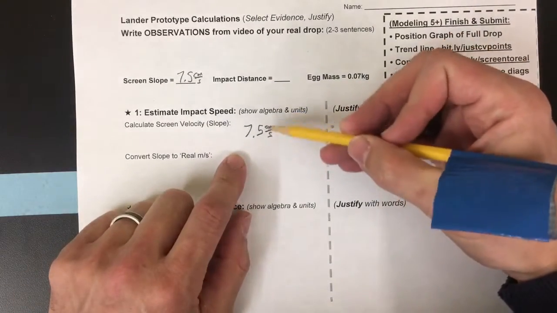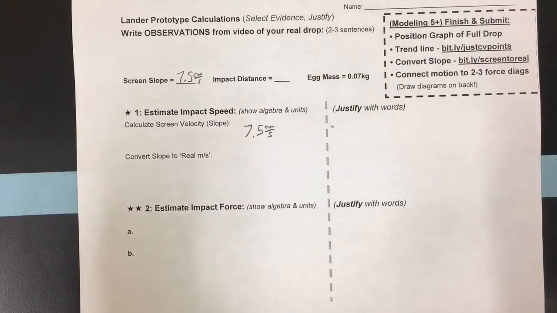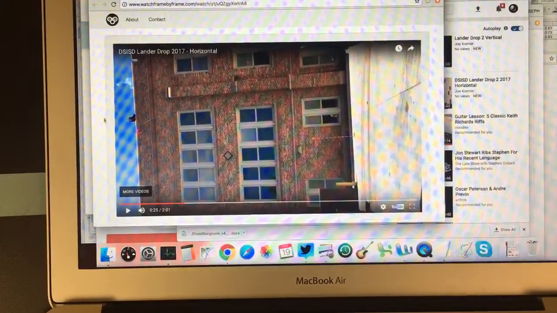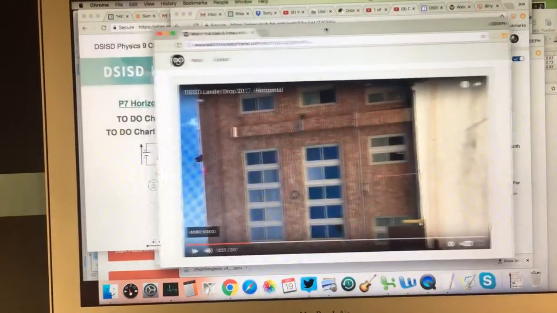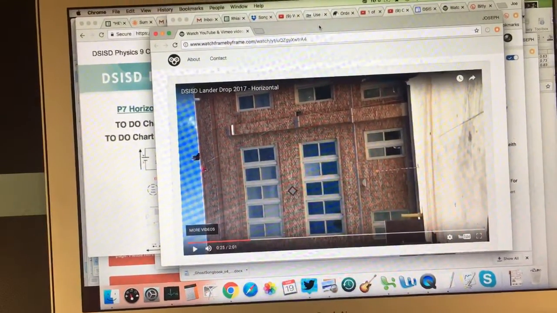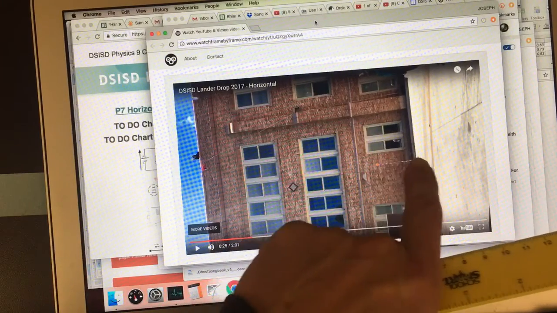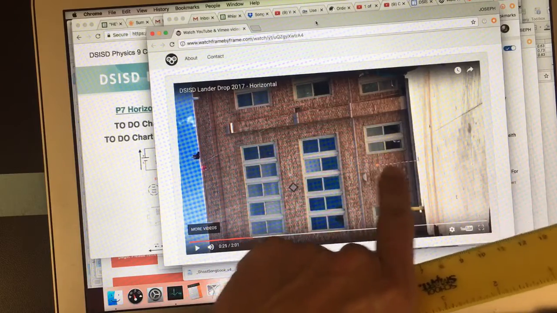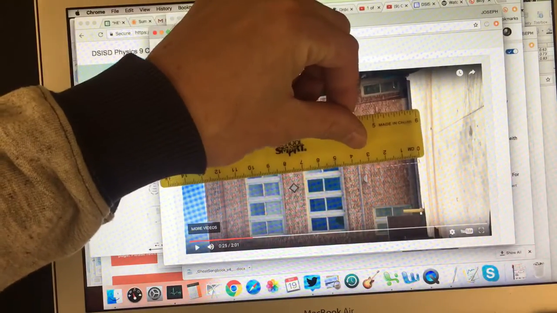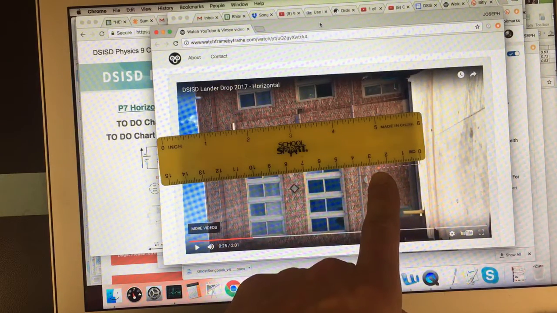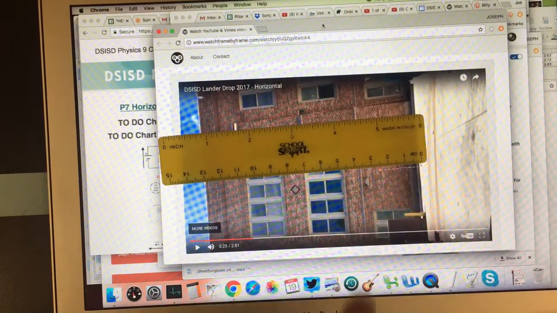I know this is how fast it was moving across the screen, but that doesn't actually tell me how fast this thing is moving in real life. So what I need to do is come up with a conversion from the actual video of how much distance a screen centimeter is equal to in real life. So for example, I know that this is 2 meters tall, and I can see the top of it and the bottom of it. I can put my ruler against this and see that this is 2.5 centimeters, and that's equal to 2 real meters.